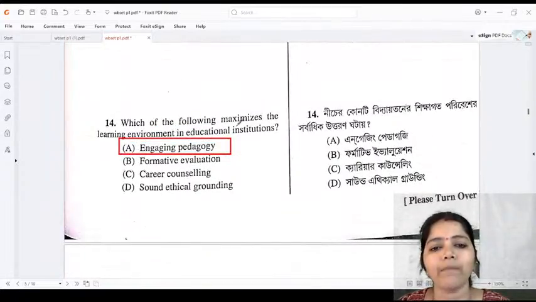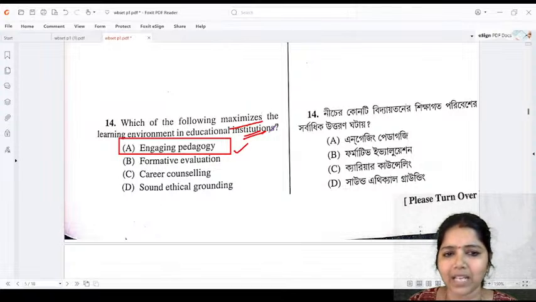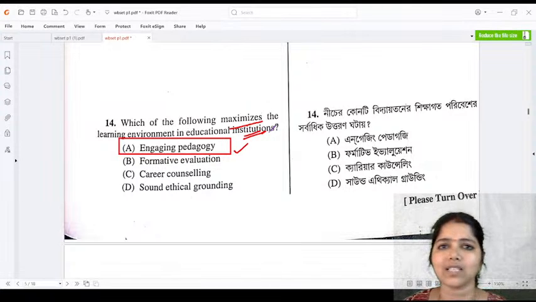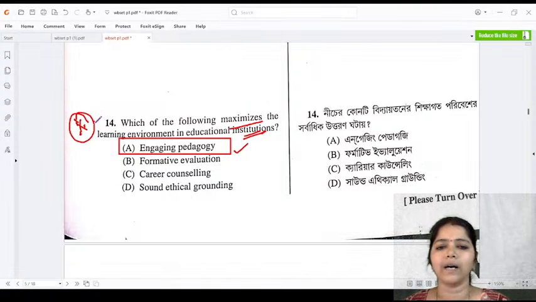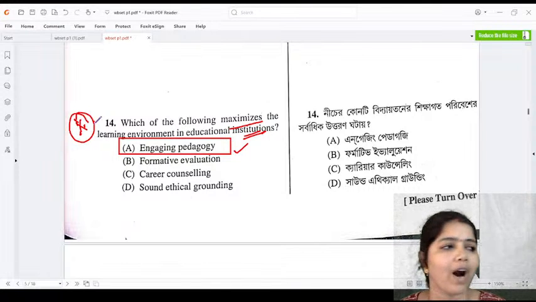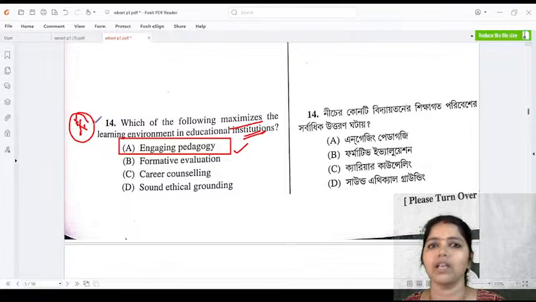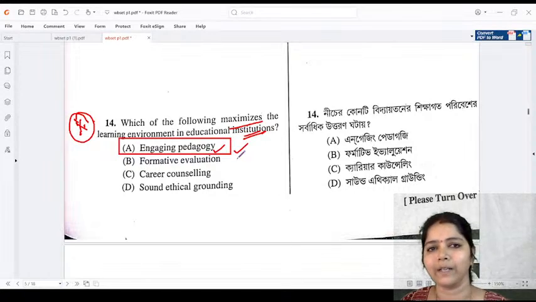Which of the following maximizes the learning environment in educational institutions? That is engaging pedagogy. By engaging pedagogy, when a teacher is engaged in, this is in my opinion, this question is according to my opinion. Maximizing the learning environment depends on how far I engage in doing the subject content. So that maximizes the learning environment in education by means of engagement in pedagogy.